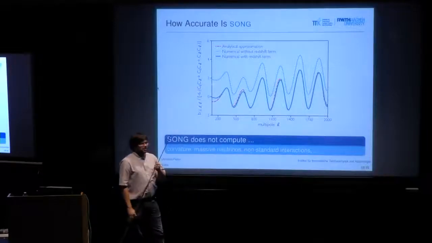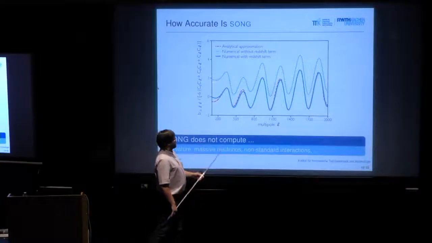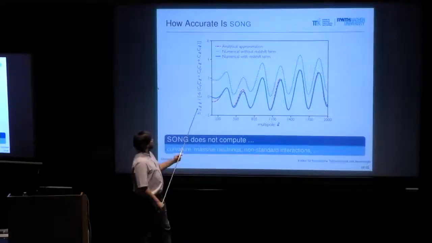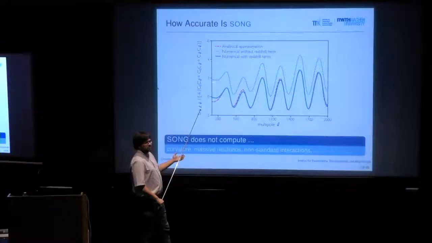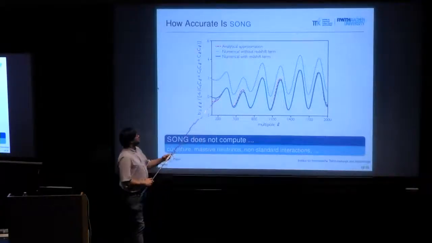It's the analytical squeeze limit. And the analytical squeeze limit is accurate if the multipole moment L is significantly larger than 6, because otherwise we're not in a squeeze configuration. And what we see with SONG, the result with SONG is the blue solid line. And we see that here we are quite far off the result.